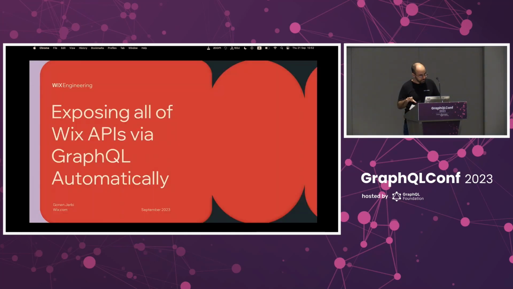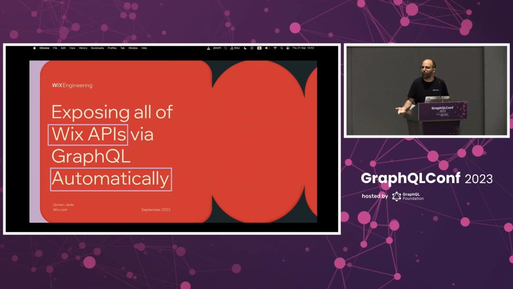So this is our talk. And two things that I want you to understand from this talk, before we dive into the technical details, is what's even Wix? Why do we want to expose Wix APIs? And more than that, why do we want to do it automatically? I mean, GraphQL is already complex. Why do we need to generate a GraphQL server automatically over and over again?